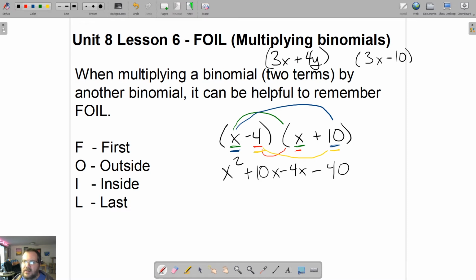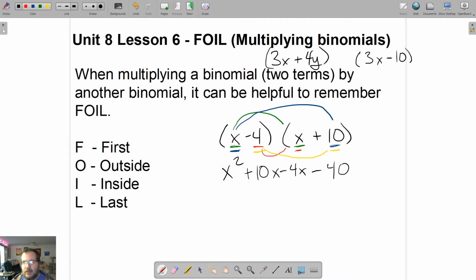And see how when you do this, everything gets used twice. So the first term gets used twice when it multiplies by the first term and the second term. The second term gets used twice when it multiplies by the first term and the second term. The other thing you'll notice is that each of these terms, the x and the negative 4, are both being multiplied by each other term in the other one there.